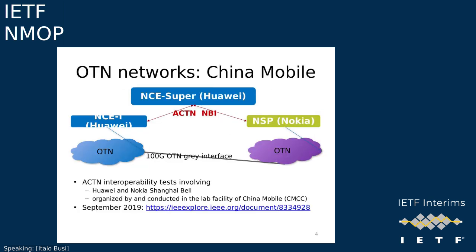The next event, also this one, sorry, was a multi-domain OTN network where we had two domains, one from Huawei and one from Nokia. And we had a supercontroller from Huawei able to create a service, to do multi-domain OTN topology discovery and service setup across two vendors' OTN networks. This was organized by China Mobile in September 2019 and attended by Huawei and Nokia Shanghai Bell vendors. And there is an IEEE paper that describes all the extensive use cases that were tested at that time.